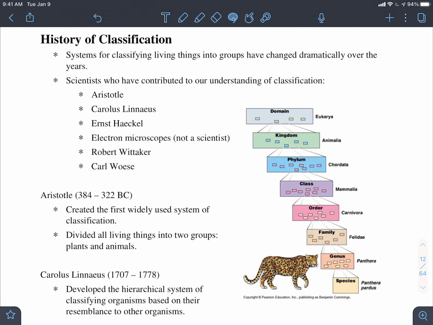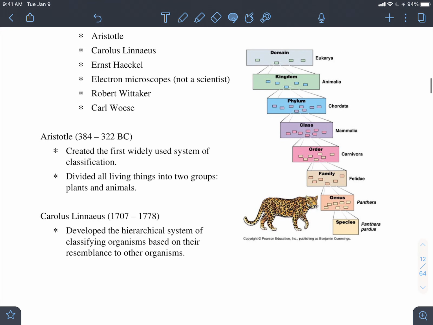In Aristotle's era, in 300 BC, there was a system that divided all things into plants and animals. I don't know how that system didn't exist until then, but I guess it was not a blanket system for doing this.